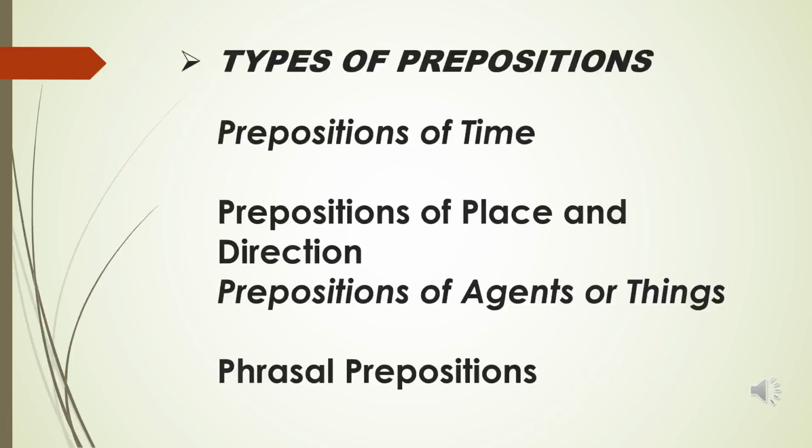Prepositions of agents or things indicate a causal relationship between nouns and other parts of the sentence. Of, for, by, with, about are the most used and common prepositions of agents or things. Lastly, let's discuss phrasal prepositions. They are a combination of two or more words which function as a preposition. Along with, apart from, by means of, according to, contrary to, in spite of, on account of, in reference to are the most common phrasal prepositions.